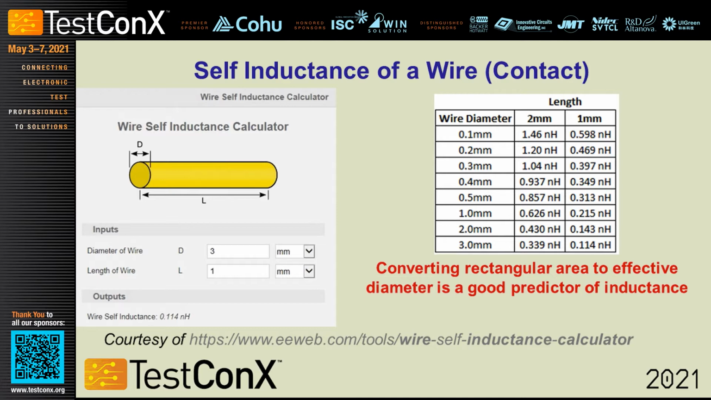From there, we'll convert the rectangular area into an equivalent diameter for wire, and we'll put that in the equation. On the right side, I've done that for different wire diameters, and you can see from the columns that obviously the shorter the length, the lower the ground inductance, or the lower the inductance of the wire. And as that wire diameter gets bigger, the inductance goes down, and it's not proportional. So you can't double the wire diameter and get the inductance to decrease by half. It decreases by less than half usually.